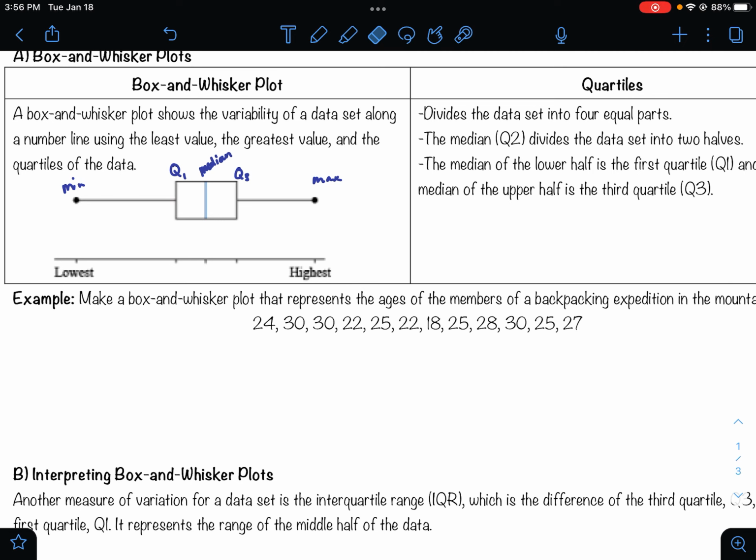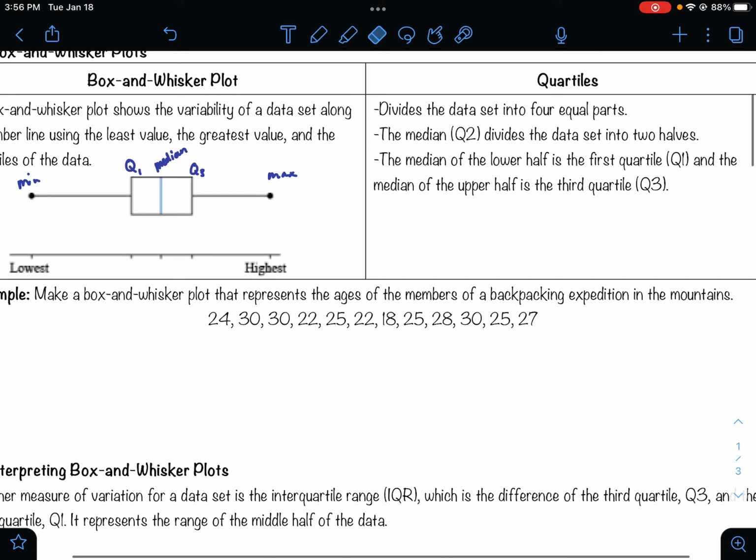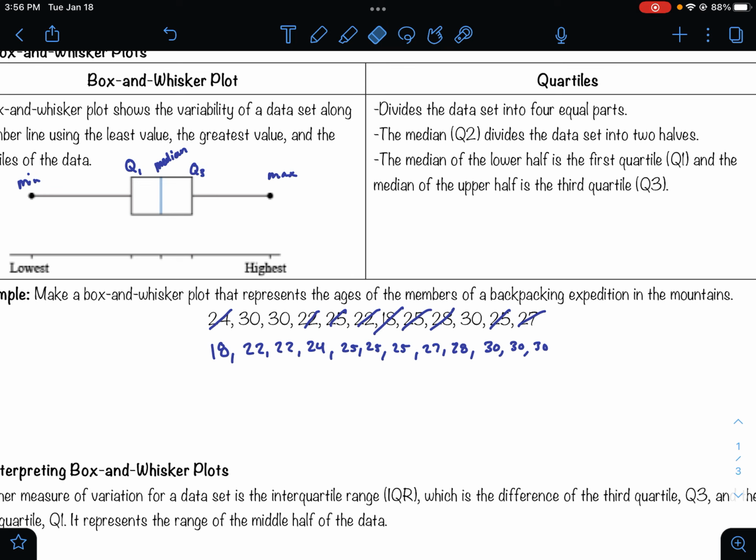Here's an example that you're given. These are ages of the members of this backpacking expedition in the mountains. The first thing we need to do, if we're going to make a box and whisker, is put them in order. So, in order. You're going to put all the numbers in order, and obviously I'm going to go fairly quickly through here, so if you need time to write all the numbers down, just hit pause at any point in time. So I have written the numbers down.